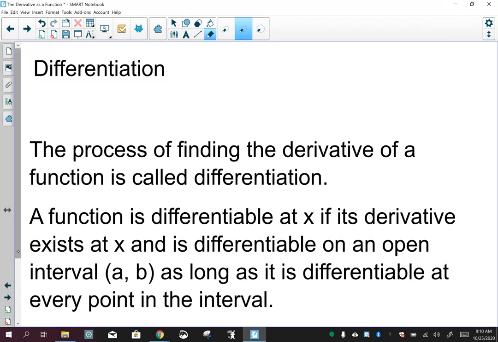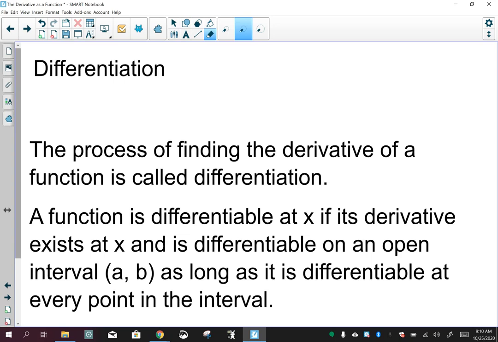So let's talk about what differentiation actually means. When you hear the term differentiation, that's the process of finding the derivative of a function. So if I'm looking for average rate of change, if I'm looking for slope, if I'm looking for velocity, if I'm looking for any of those things, I am differentiating because I am taking the derivative. And that's key when you're going through this process, okay?